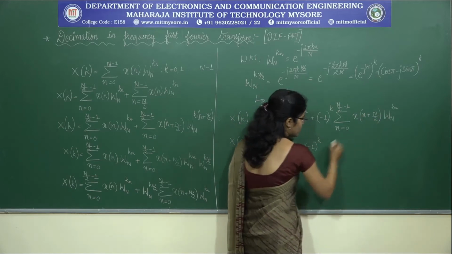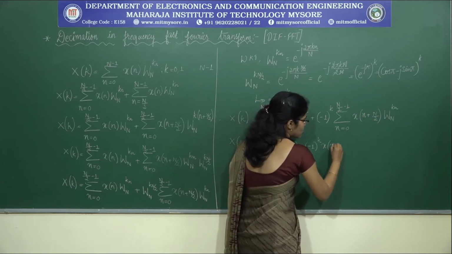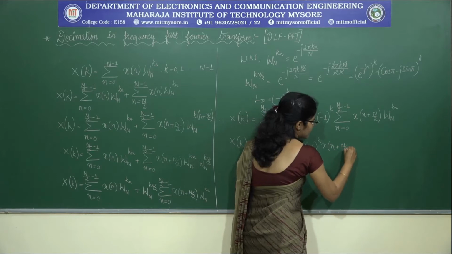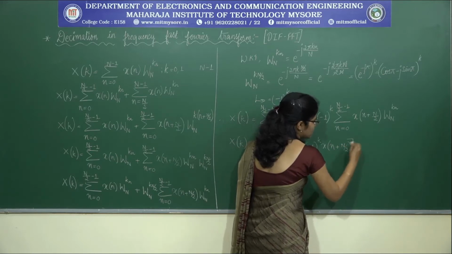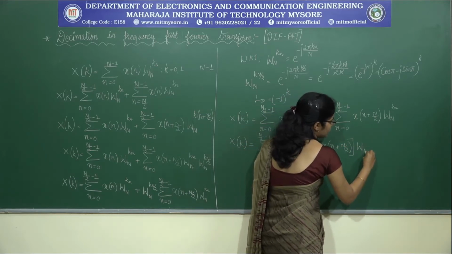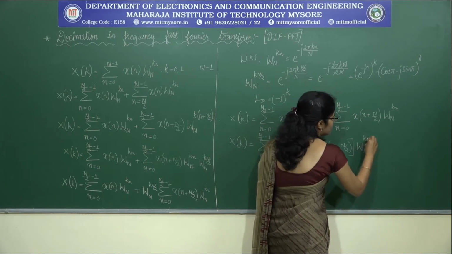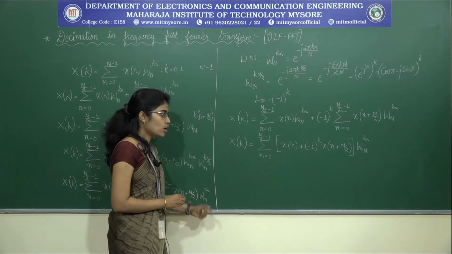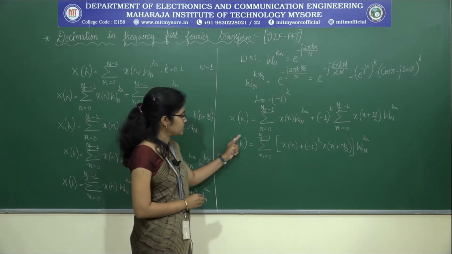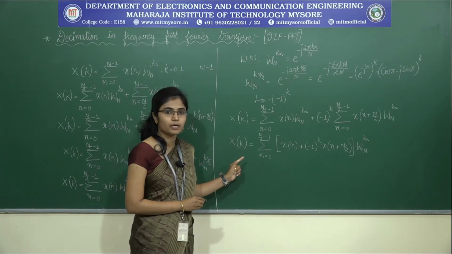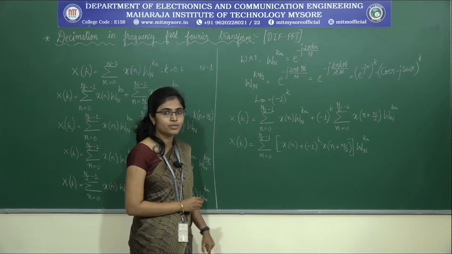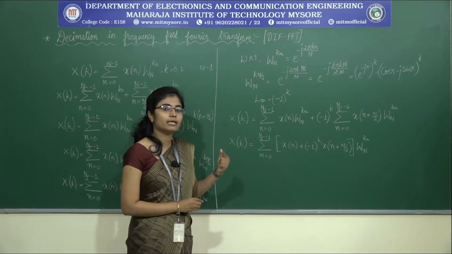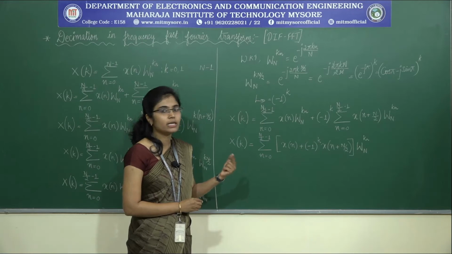In the second term we get only this term, that is x of n plus n by 2 into, what is the common twiddle factor term? That is omega n to the power of kn. So now what I need to do is decimate this particular thing with respect to even and odd numbered samples so that I can divide the n point into n by 2 and n by 2.